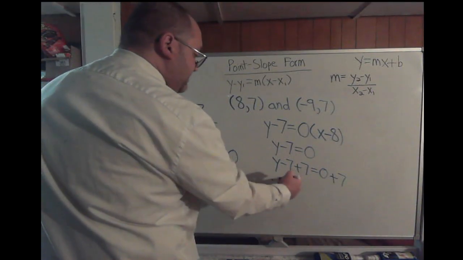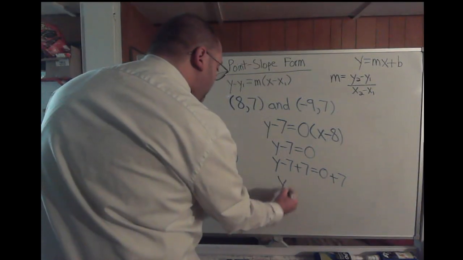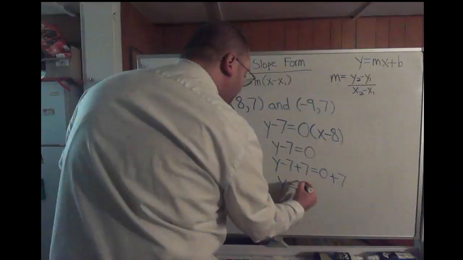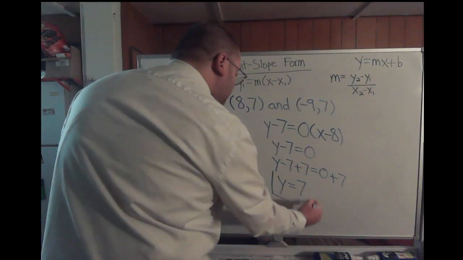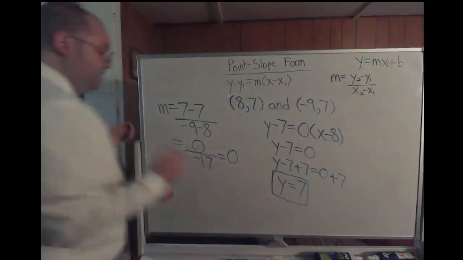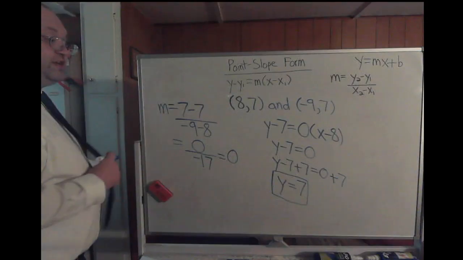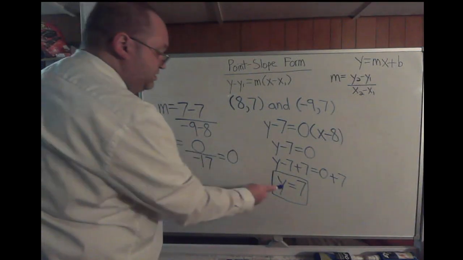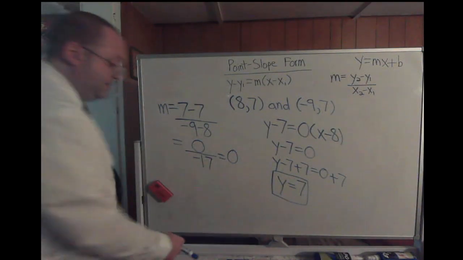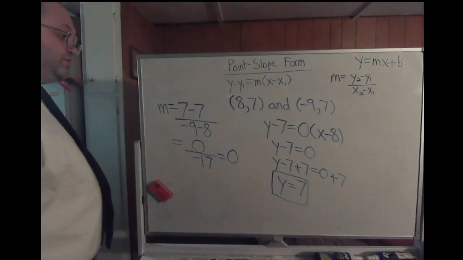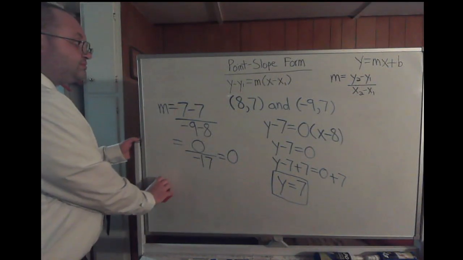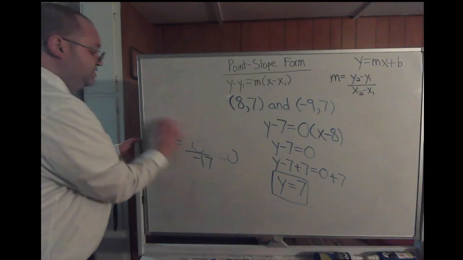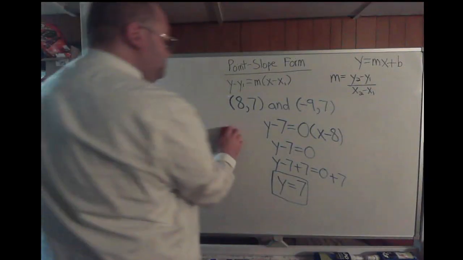So negative 7 plus 7 is 0. You just get y by itself. 0 plus 7 is 7. So the answer for this equation is y equals 7. You would just get a horizontal line with a 0 slope running through y equals 7. That's exactly what you would have. So it's good to see a 0 slope.